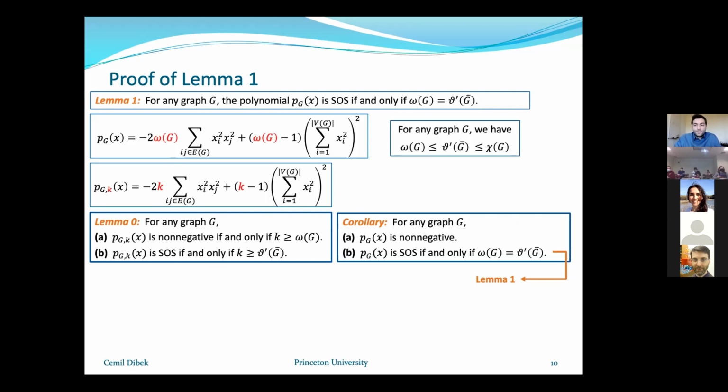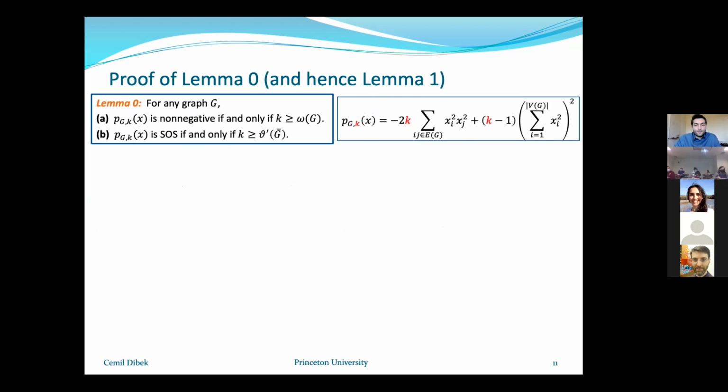Okay, so now let's do that. For lemma 0, let me first introduce this set of copositive matrices. Just to remind you, this is the set of matrices M such that x^T M x is non-negative for every non-negative x. And we denote this set of matrices by C_n.